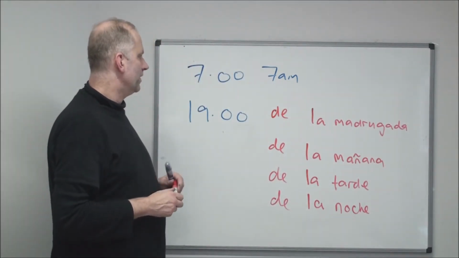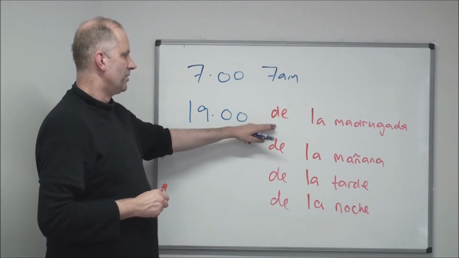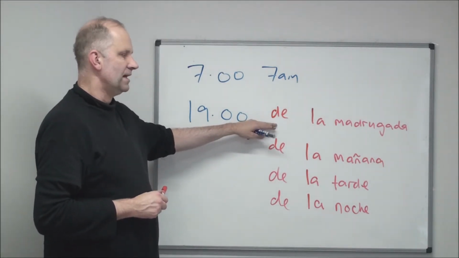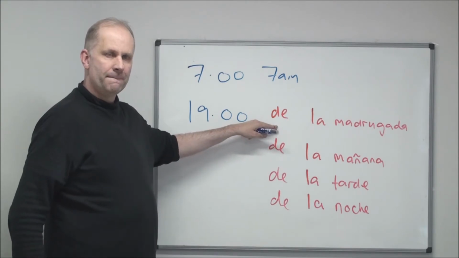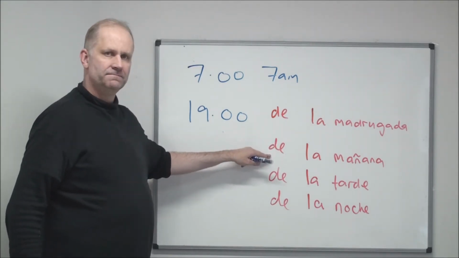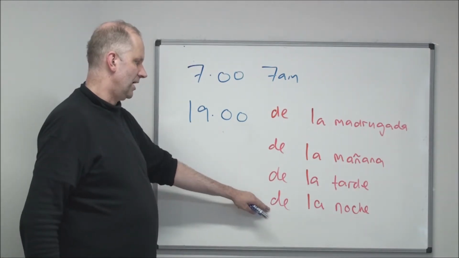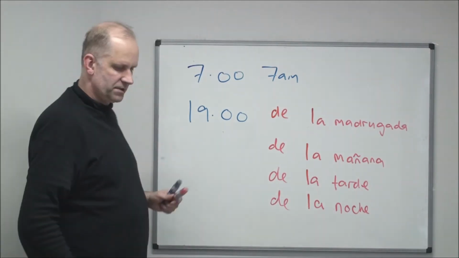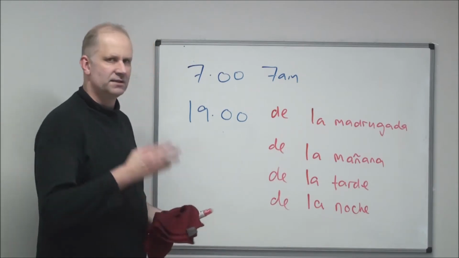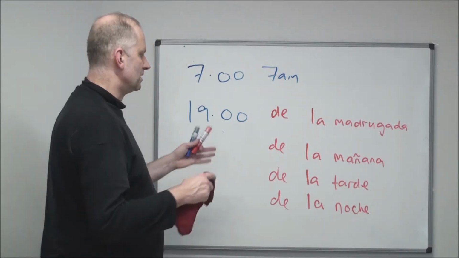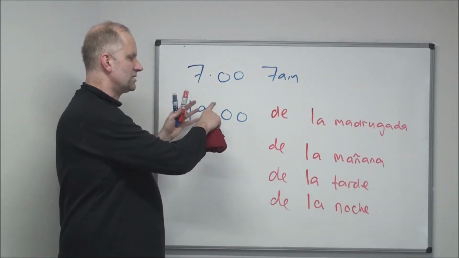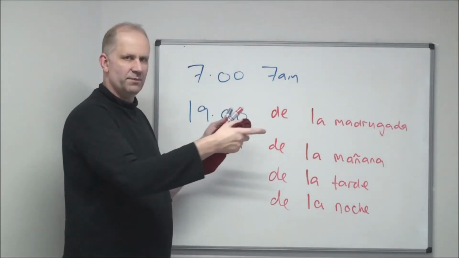Okay, so we could just have a practice of pronunciation. So de la madrugada, de la mañana, de la tarde, de la noche. So what we're going to do now is put up some times. I'll keep it simple. I'll have it dead on the hour, because the main focus is not so much the time, but saying what time of day it is.